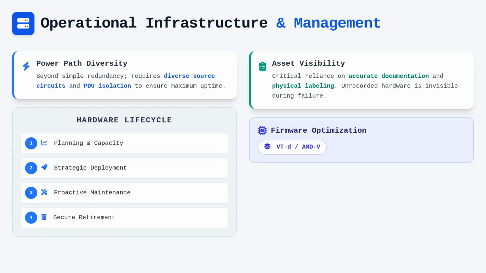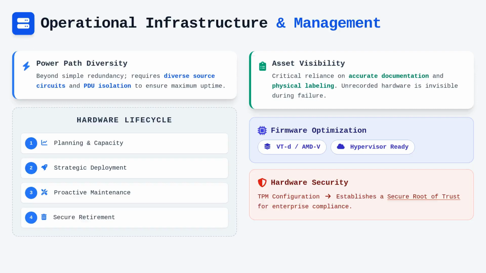When we examine BIOS and UEFI settings, the discussion must center on enabling essential features like virtualization extensions such as VT-d and AMD-V, which are prerequisites for modern hypervisor deployment. Similarly, the configuration of the Trusted Platform Module is often required to establish a secure root of trust, which is a growing necessity for enterprise-grade hardware security compliance.